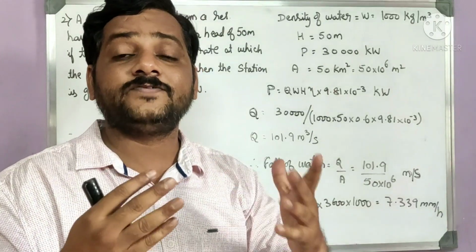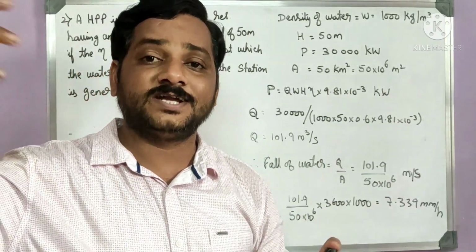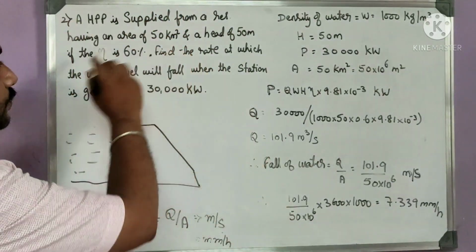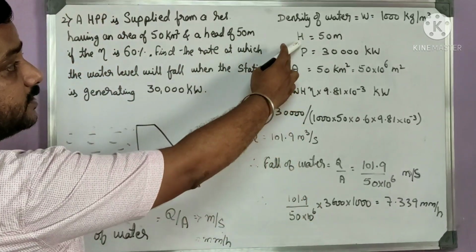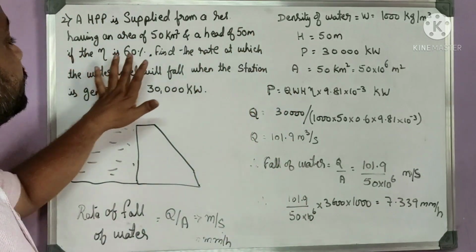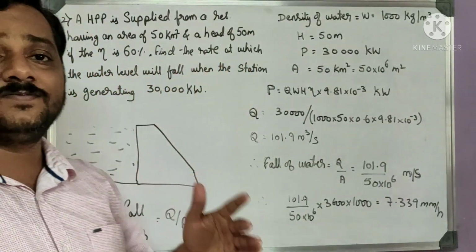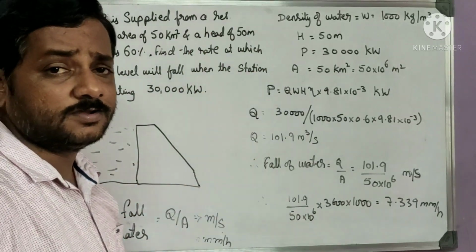50 square kilometer. So that area we call it as a catchment area, through which the water has been stored and from where we are getting the water. That is called the catchment area. Area is given where the water has been stored, and head of the dam is 50 meter. Head is given, so I have written it. And then if the efficiency of the plant is 60%, then find the rate at which the water level will fall when the station is generating 30,000 kilowatt.